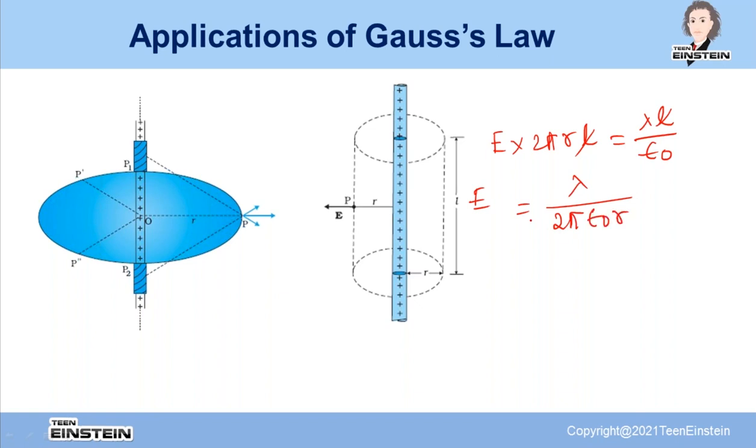At any distance r, the electric field at this point is the same as the electric field here at the same r distance. It depends on the radial distance from the wire, but it does not depend on the length. Does it depend on the length? The electric field does not depend on the length. This is the electric field due to an infinitely long, uniformly charged wire, and since it is a line charge, we have taken line charge density lambda.